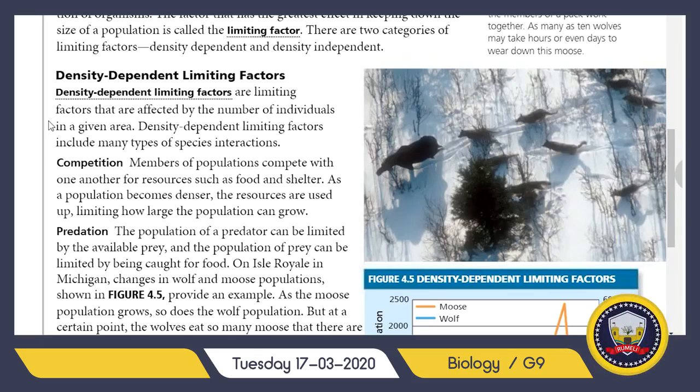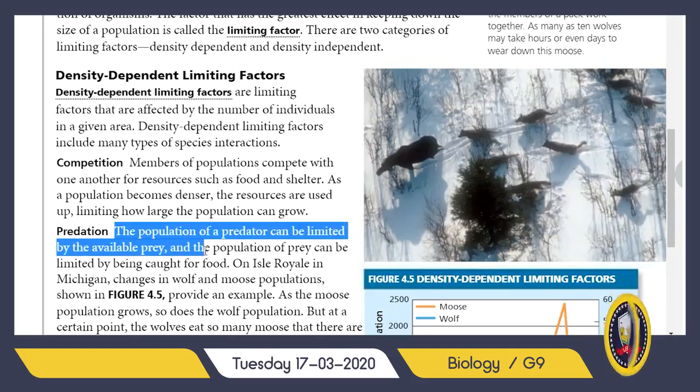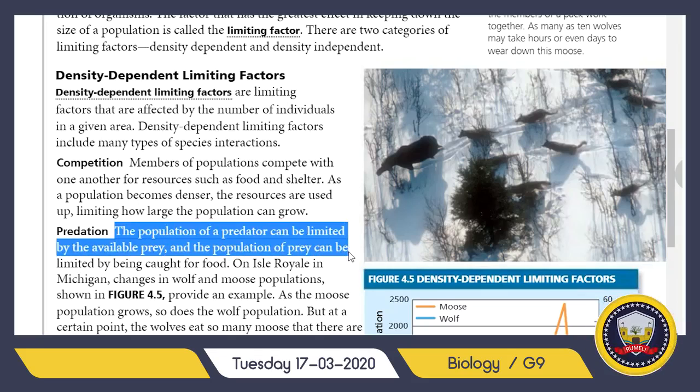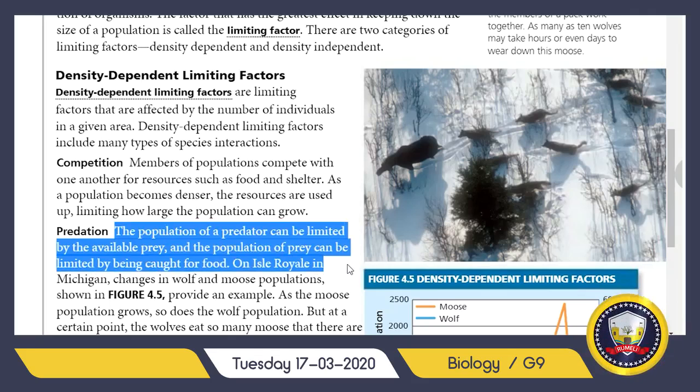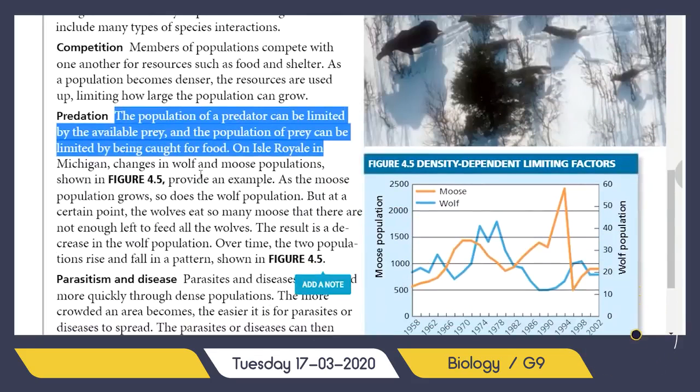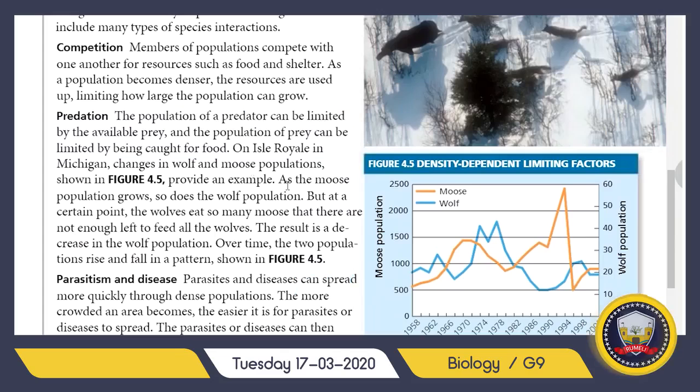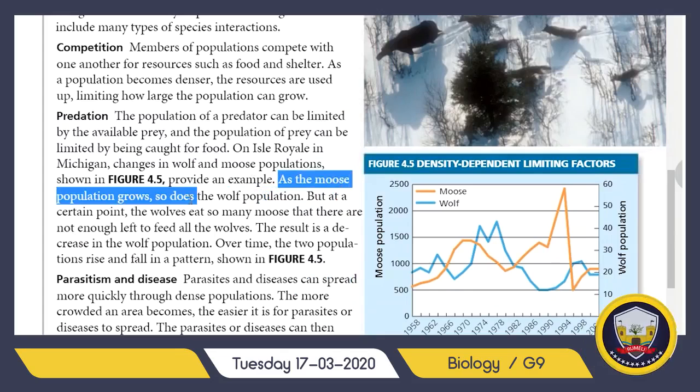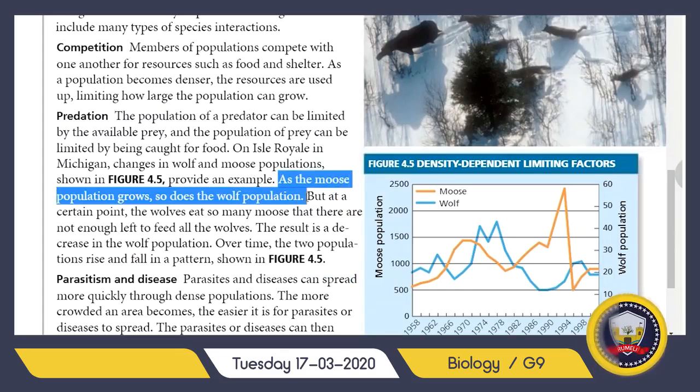Predation: the population of predators can be limited by the available prey, and the population of the prey can be limited by being caught for food. So, an example of that: as the moose population grows, so does the wolf population.